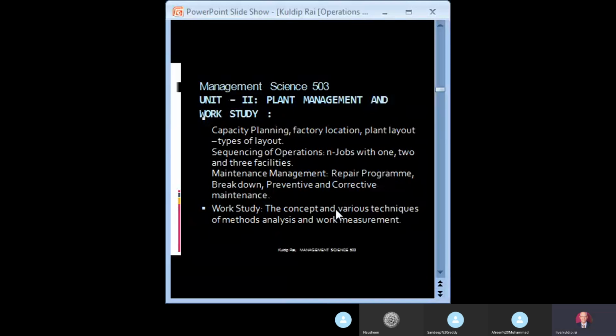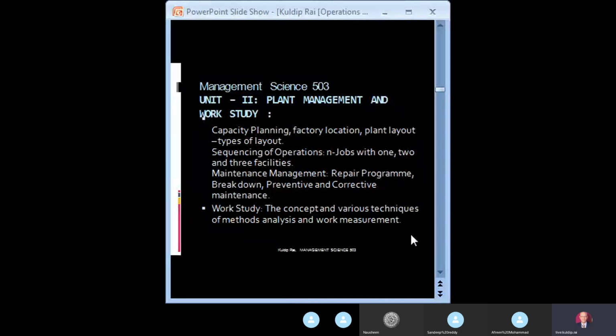Now in work study, there are various techniques. In fact, look at the screen. The screen itself says the concept. Concept is what I gave you just now. And after concept, there are various techniques. And these techniques fall into two categories. Look, read the last line on the screen. The two categories of techniques are methods analysis and work measurement. Methods analysis and work measurement.